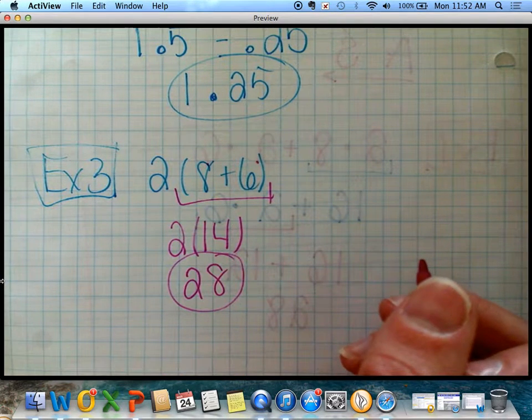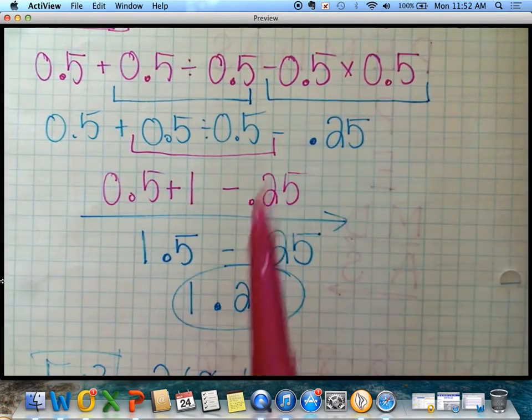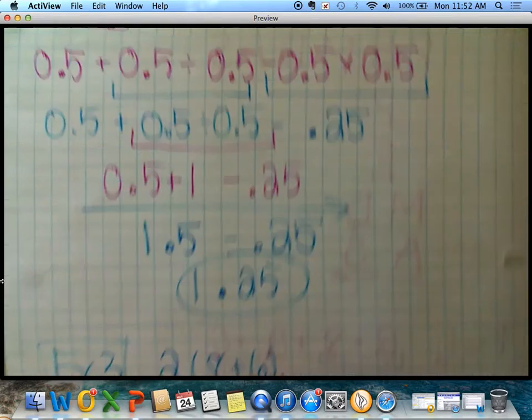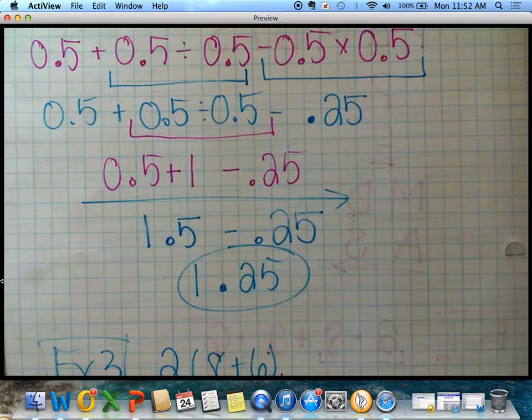Are there any questions? Listen carefully. You must write down every step. I will not mark it correct if it's not with every step. Page 438.